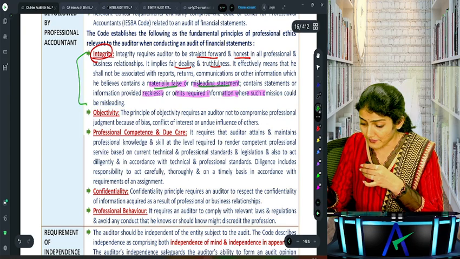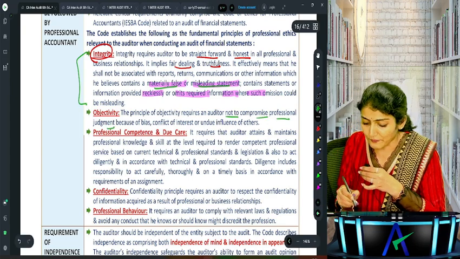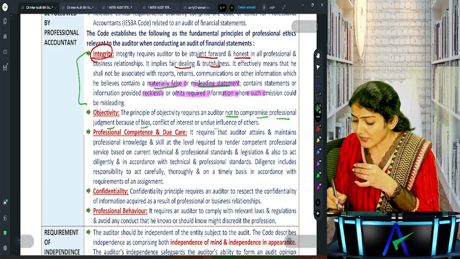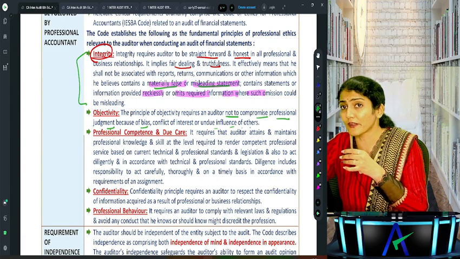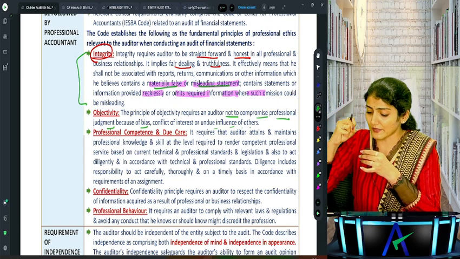Then objectivity. The principle of objectivity requires that a professional not compromise his professional judgment because of bias, conflict of interest, or undue influence of others. So no bias, no conflict of interest, no subjectivity, only objectivity while expressing the opinion.